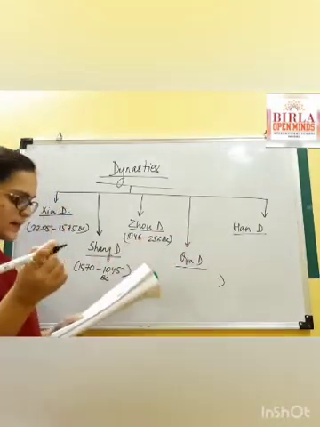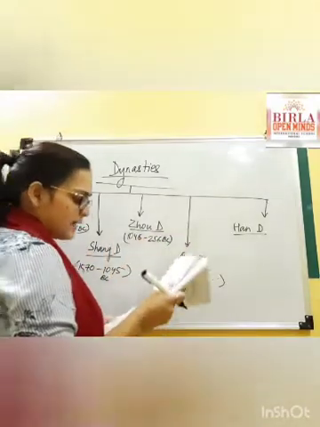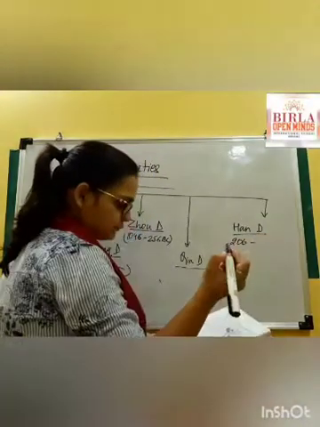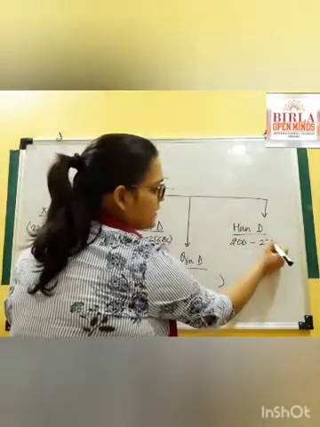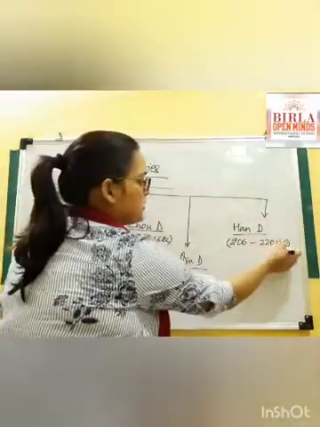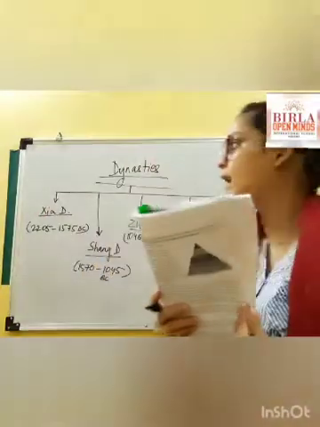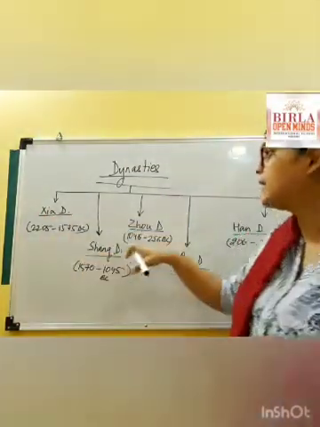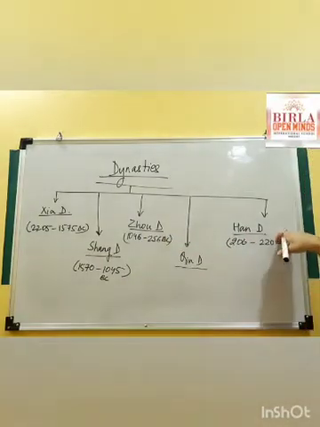Okay, and the Qin dynasty were not given the time period, and the Han dynasty is basically 206 to 220 BC. Understood? Now let's talk about these in detail. Okay, now have you understood this flowchart? Dynasty, the Xia dynasty, the Shang dynasty, the Zhao dynasty, the Qin dynasty, and the Han dynasty.